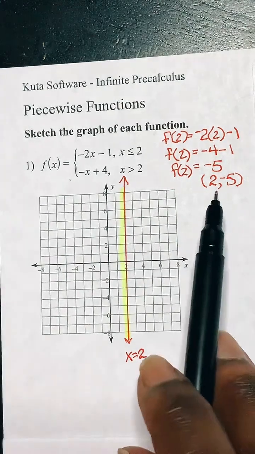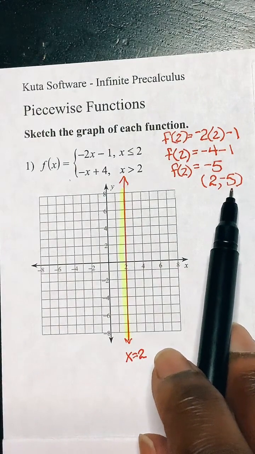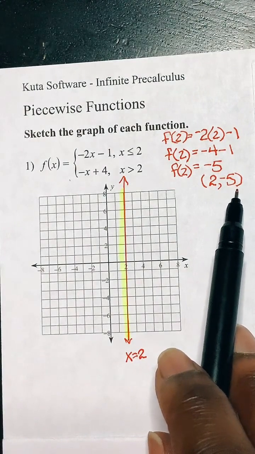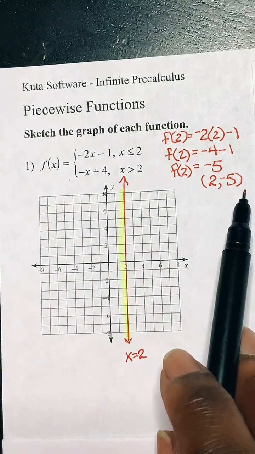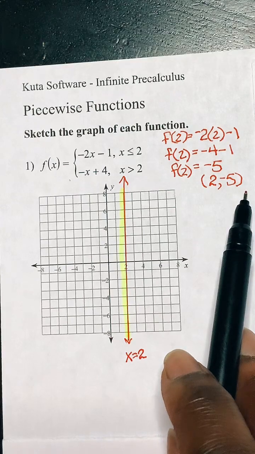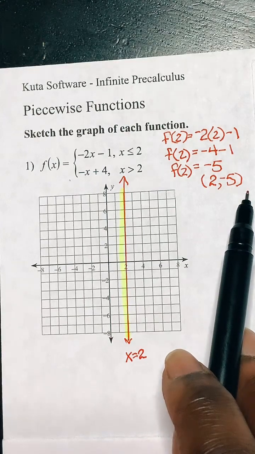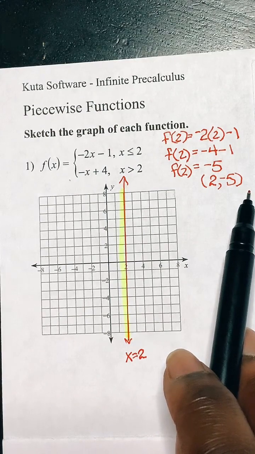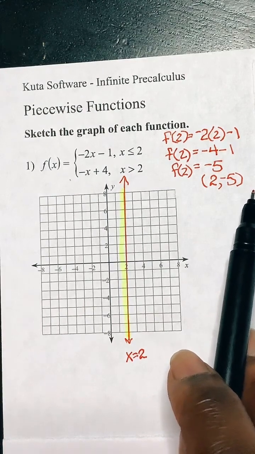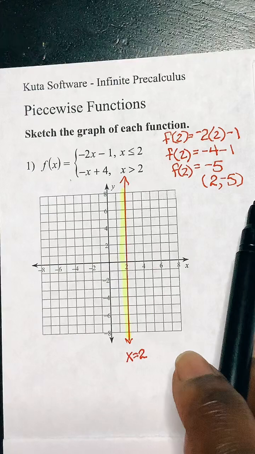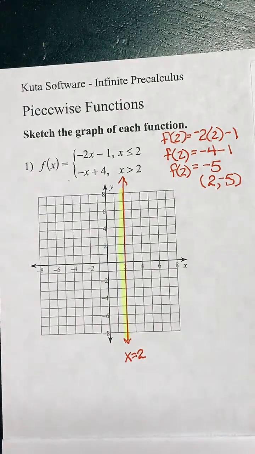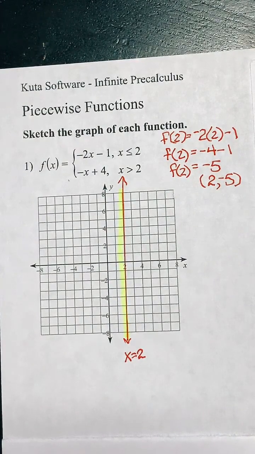So since we have a point at 2, negative 5, will it be opened or closed? Okay, so Michael says close. Okay, I get it. That's close.